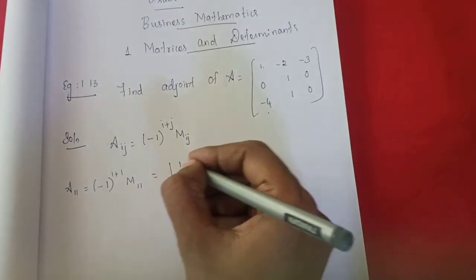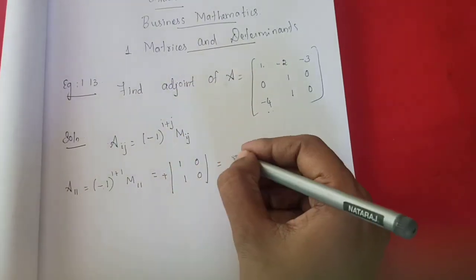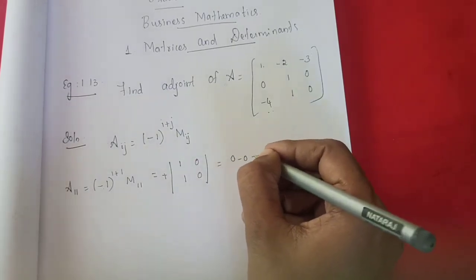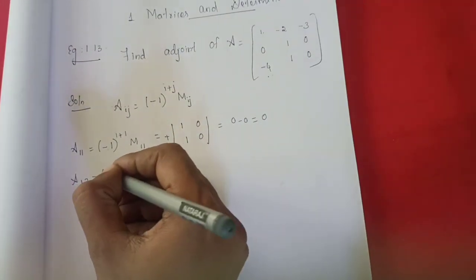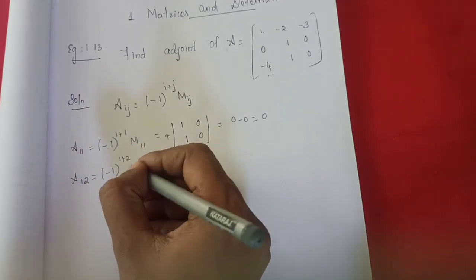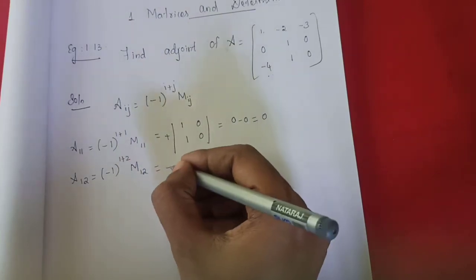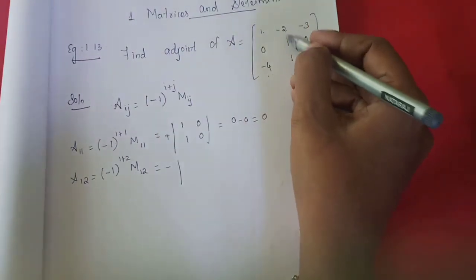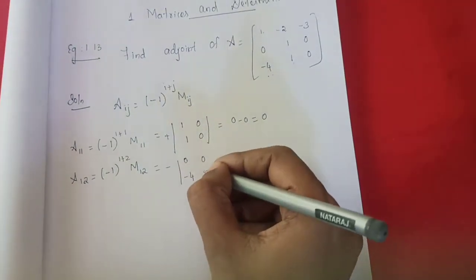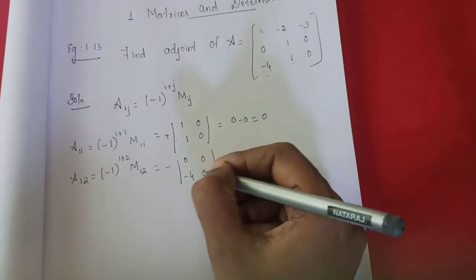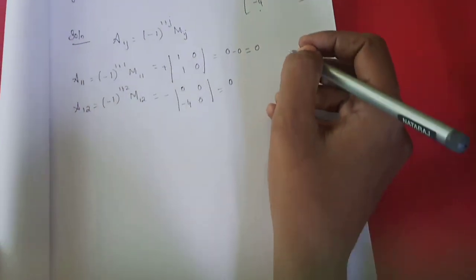So what are the balance? 1, 0, 1, 0. The symbol is positive. Okay. So if we cross it, 0 minus 0, what will you get? 0. Same as that, A12 equals minus 1 to the power 1 plus 2, M12. That's equal to the symbol to the power 3, so the symbol will be minus. So for this minus 2, this particular column and this row will get cancelled. So 0, minus 4, 0, 0. 0 into 0, 0. 0 minus 0, 0. Minus 0, is it right? So the value will be this also 0. Okay. Then next.